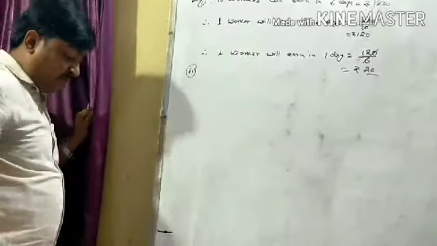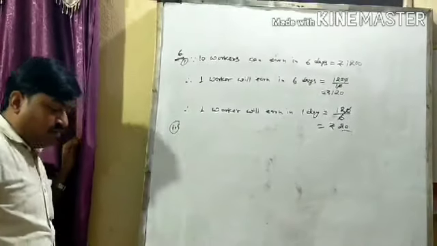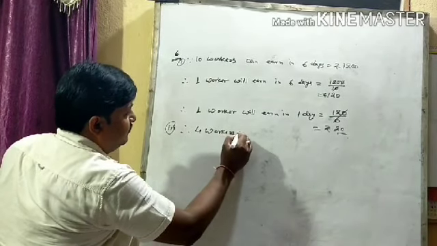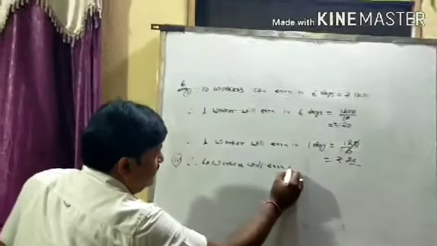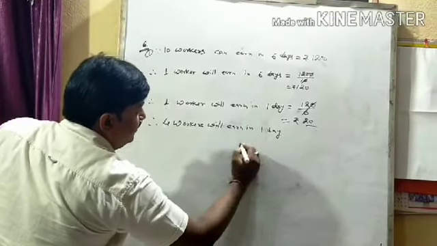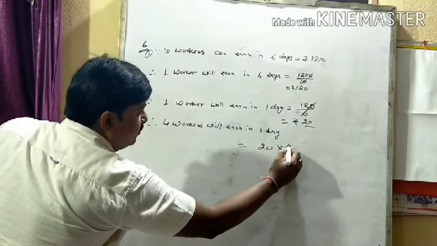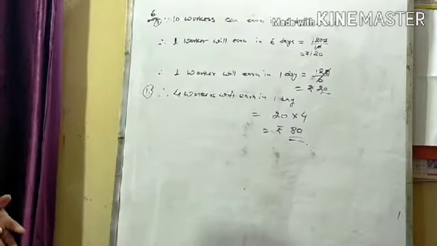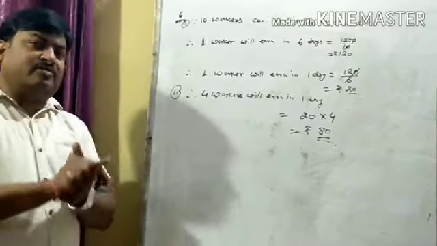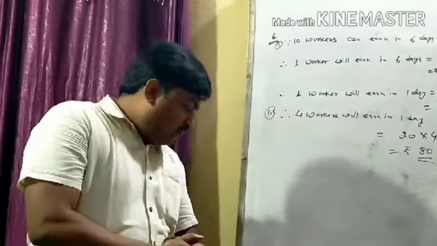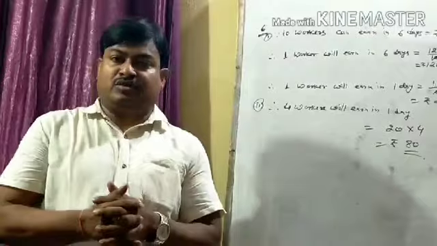Now the second part is asking, in 1 day how much will 4 workers earn. Therefore, 4 workers will earn in 1 day rupees 20 into 4, which is rupees 80. So students, I tried to solve most of the questions in the exercise, and I hope you all are able to solve the rest of the questions.